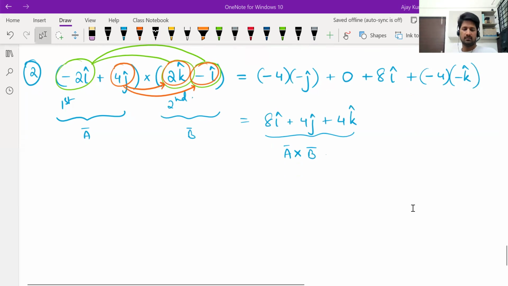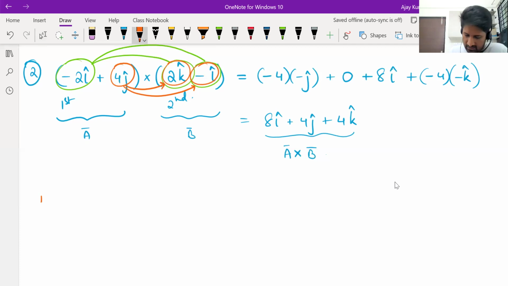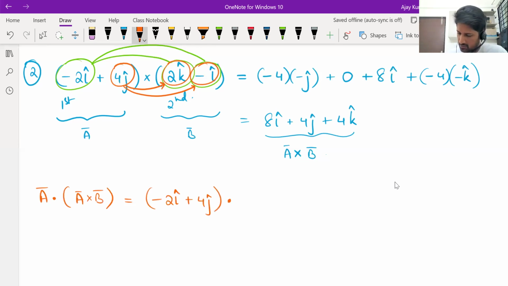If two vectors are perpendicular, the cross product should be 0. Why will cross product be 0 for perpendicular vectors? Dot product should be 0. Sorry, dot product. Let's try that. Let's take A dot A cross B and check if it is 0 or not. A vector is minus 2 I cap plus 4 J cap. You have to take its dot product with 8 I cap plus 4 J cap plus 4 K cap.